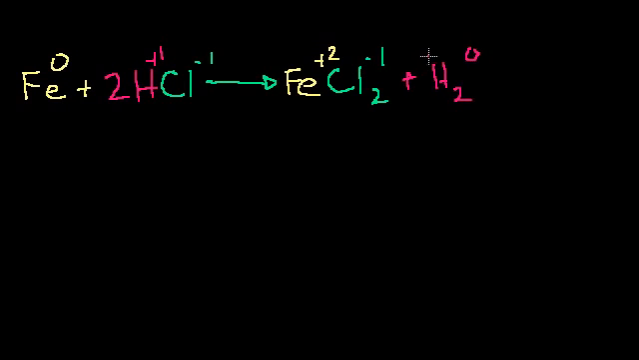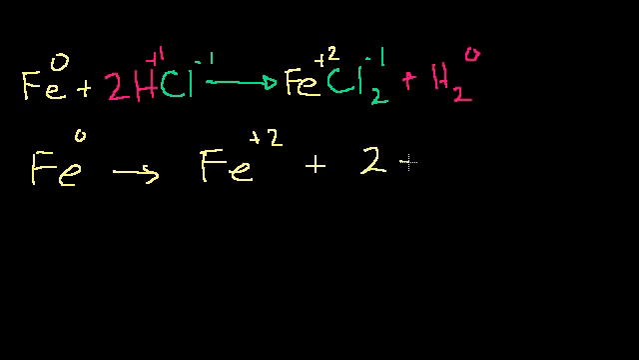So what was oxidized? Our iron went from neutral to having 2 electrons taken away from it, which gives it a positive charge. So plus 2 electrons got taken away. So this was oxidized.